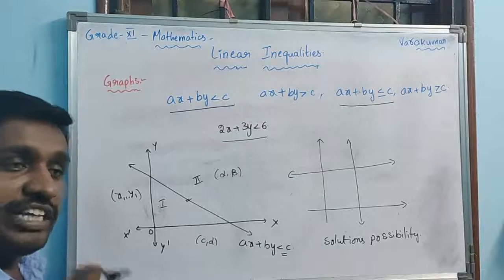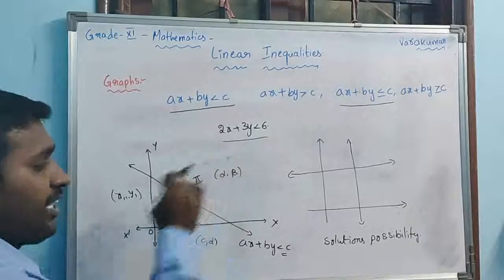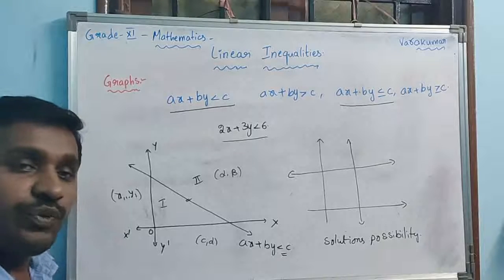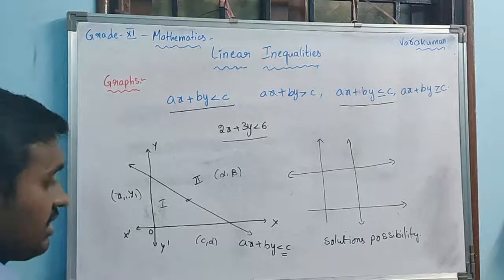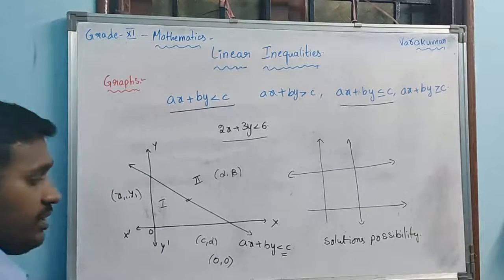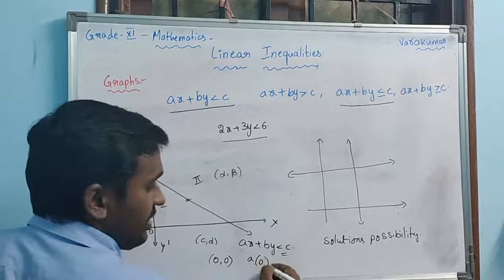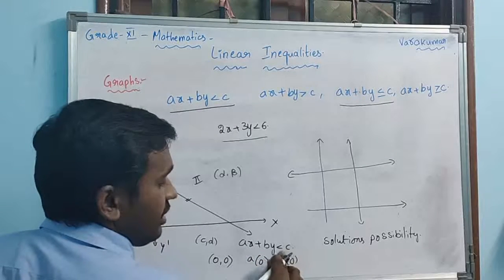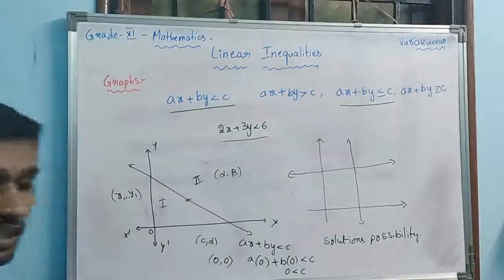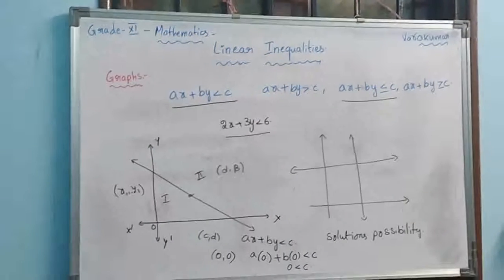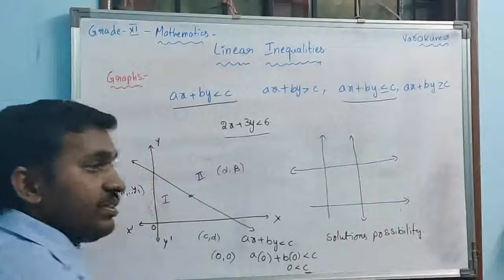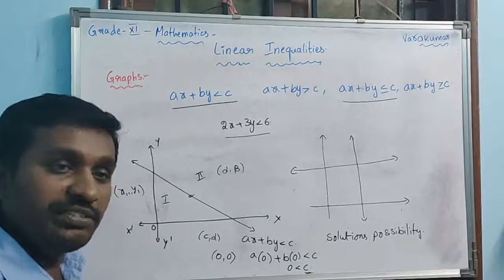But it is very difficult to identify any point in half plane 1 or half plane 2 or on the line. So for our convenience, we are going to test with 0, 0. Now, a into 0 plus b into 0 less than c. So, 0 less than c. We don't know what the value of c is. c may be positive or c may be negative.